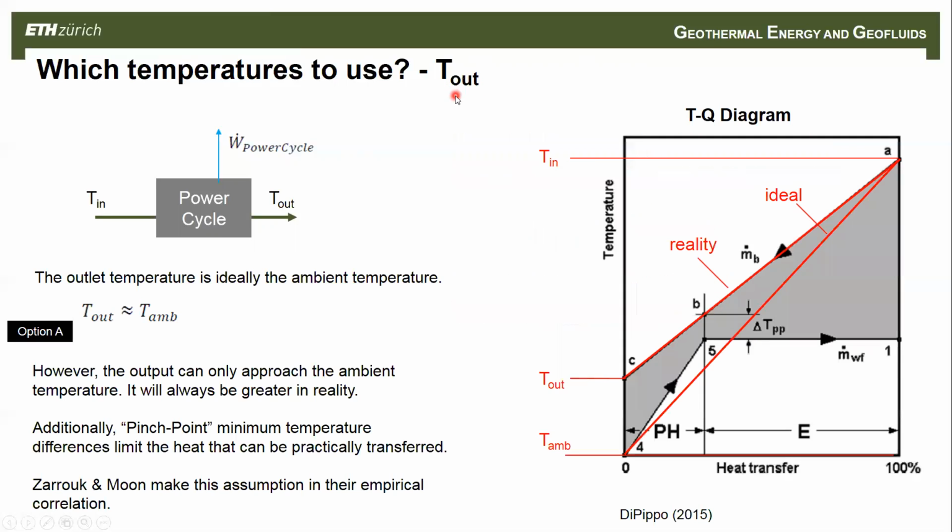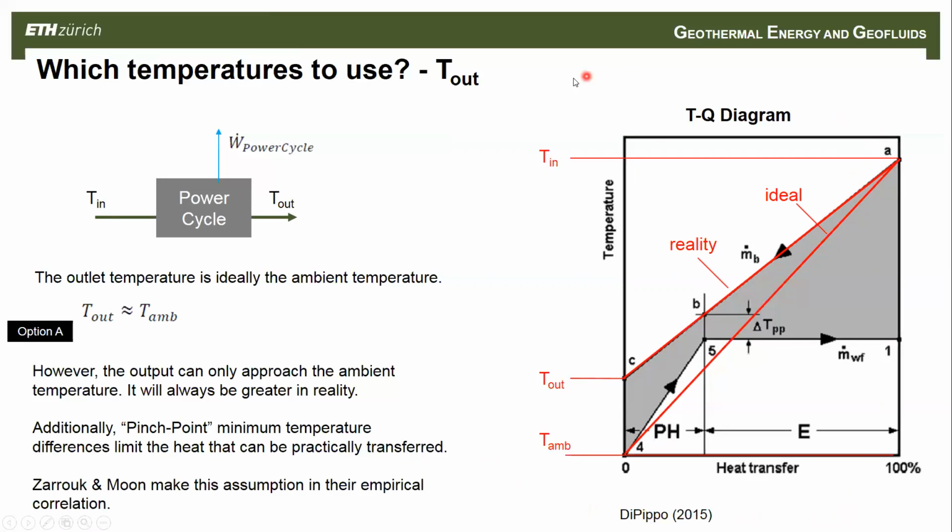Now for the output temperature. Ideally, we like the output temperature to be equal to the air temperature, right? That basically means that we've taken all of the heat out that we possibly could. If this is the reservoir temperature, this is the air temperature, it means we've used it all to convert to electricity, and that's great. It means we aren't wasting anything. But that doesn't happen in reality.